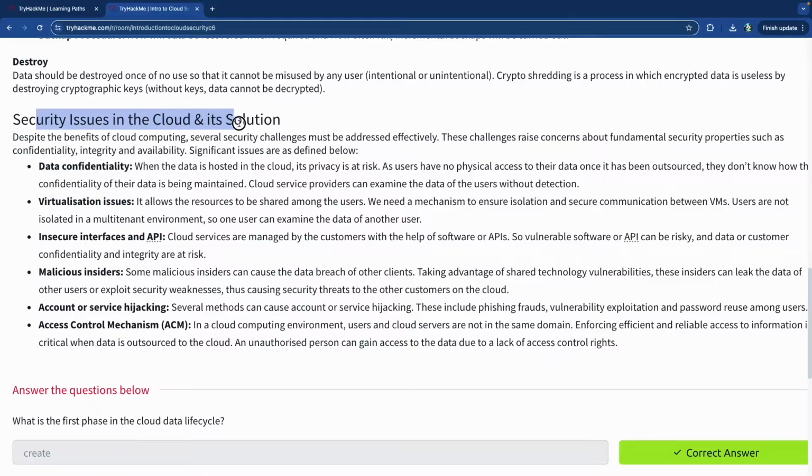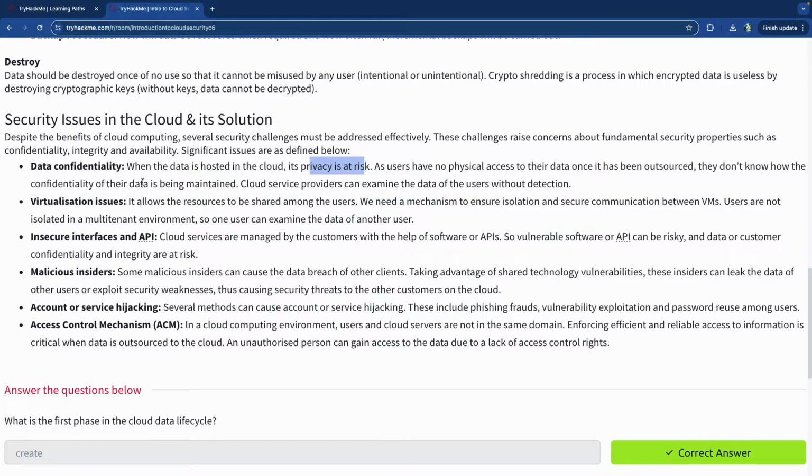And then you have security issues that happen in the cloud and the solutions for those things. So data confidentiality is a security issue. When data is inside the cloud, the privacy of that is at risk, and so the users have no physical access to that data. Once it's been stored into the cloud, they don't know what they have to worry about when it comes down to the confidentiality of the data. And so the cloud service provider can examine the data of the users without any kind of detection, and that falls under confidentiality of data.